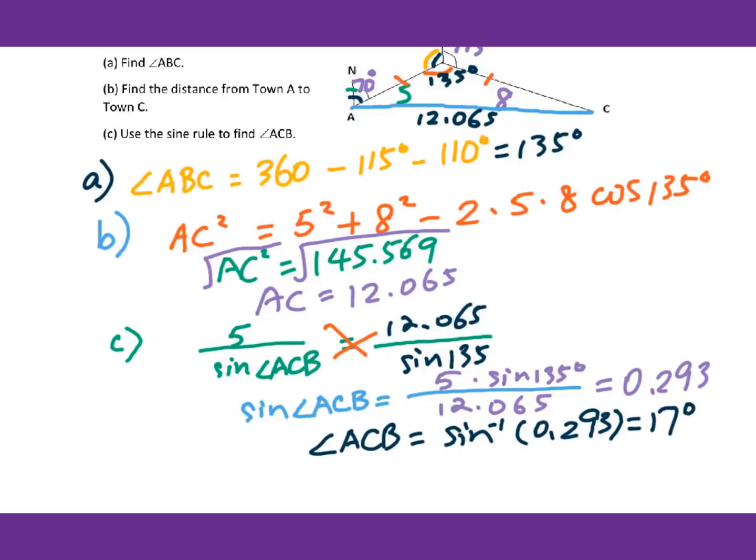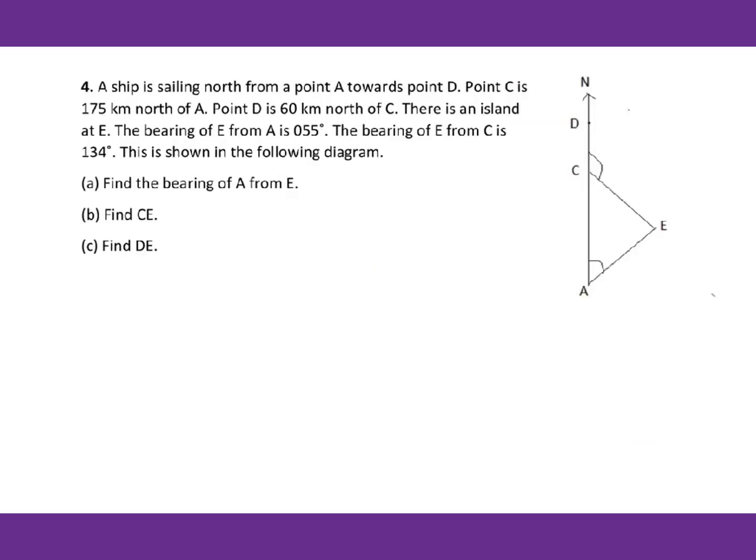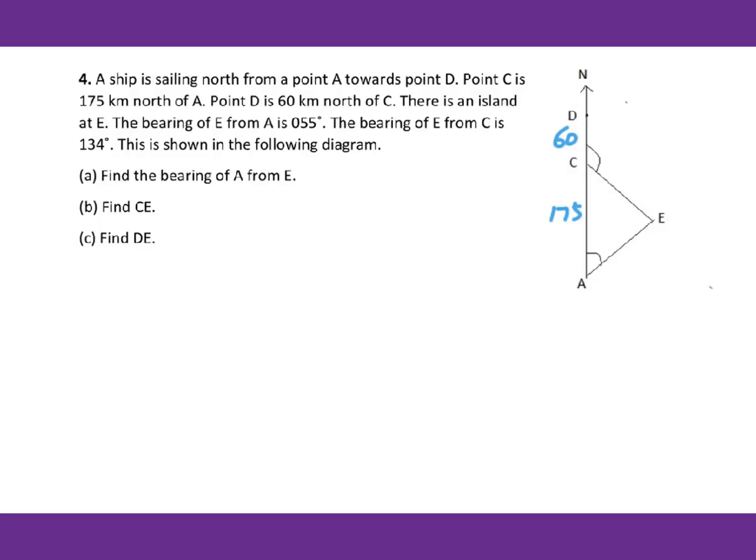We got 17 degrees. For number 4, a ship is sailing north from a point A towards point D. Point C is 175 kilometers north of A. Point D is 60 kilometers north of C. There is an island at E. The bearing of E from A is 55 degrees. The bearing of E from C is 134 degrees.